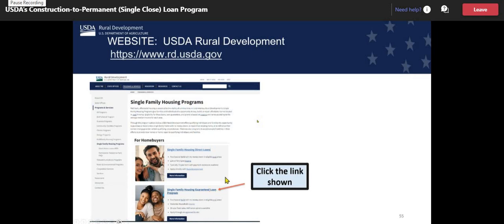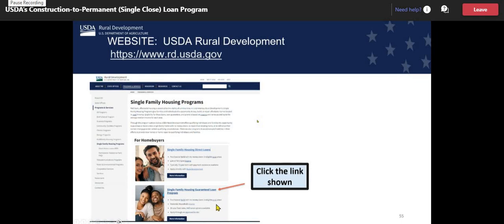USDA administers two separate loan programs for home purchases and home financing. Direct loans are for low and for up to low income households. Those have subsidy available on the payments, and those are made and administered from the state offices. Our guaranteed loans are administered from the national office, and those are the ones we've been talking about all day. They do have some different guidelines and different requirements.